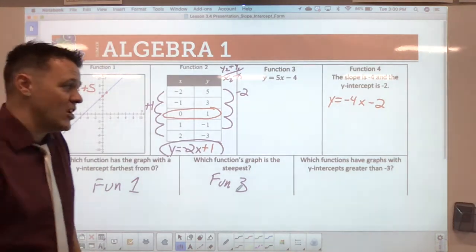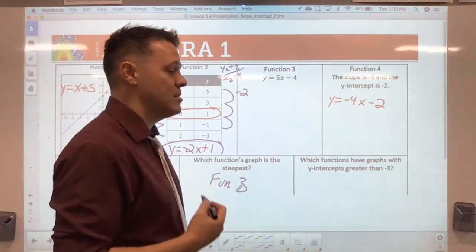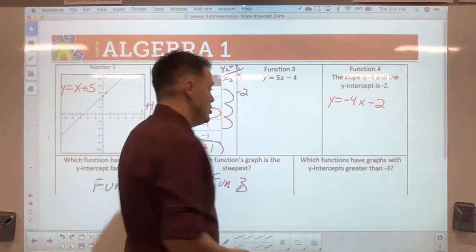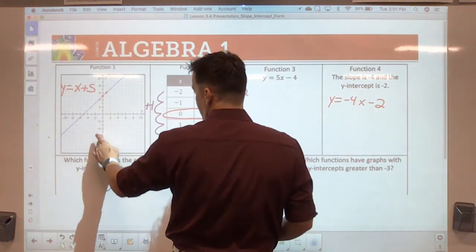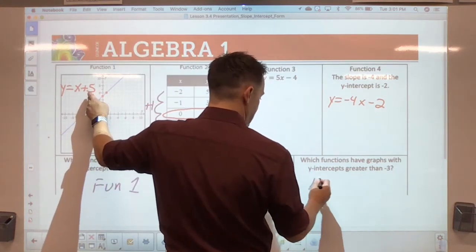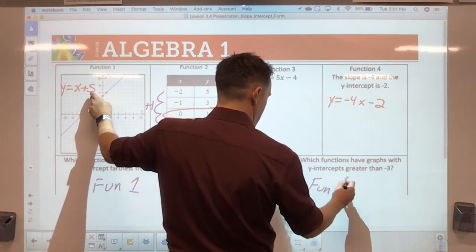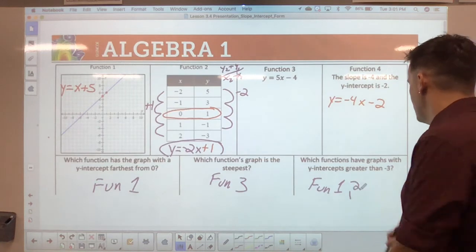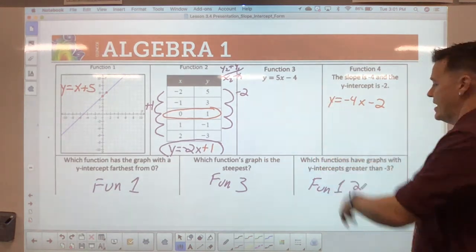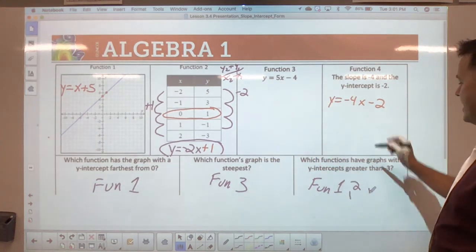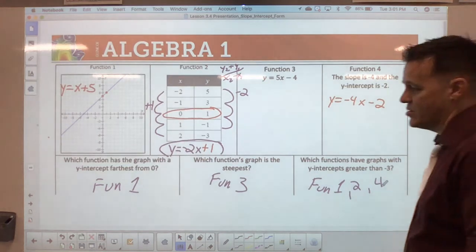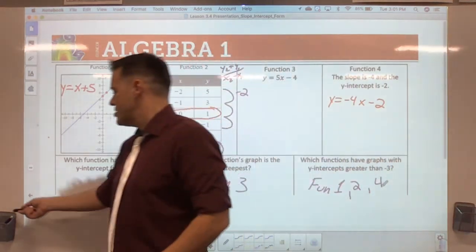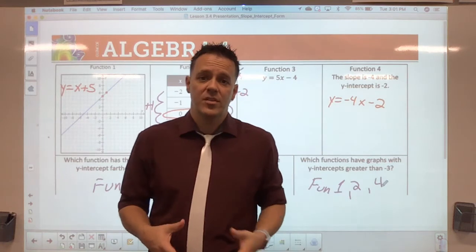And then which functions have graphs with a y-intercept greater than -3? So you have to find out which one is greater than -3. Well, 1 is. Okay, 2 is. Greater than -3? Nope, that's a -4. It's less than. -2 is an answer as well. And that's it. And Alex, it'll be a multiple choice. Make sure you select the right ones.